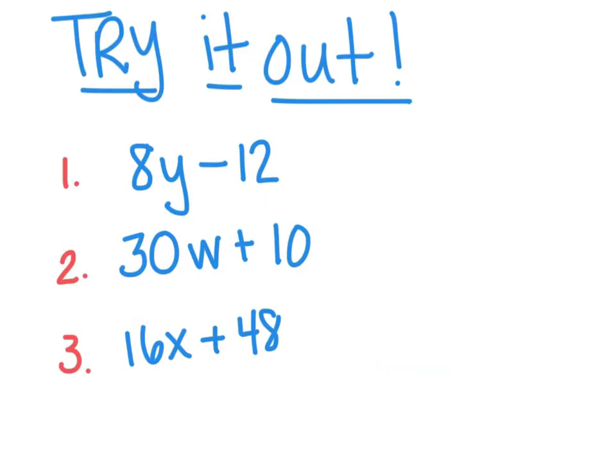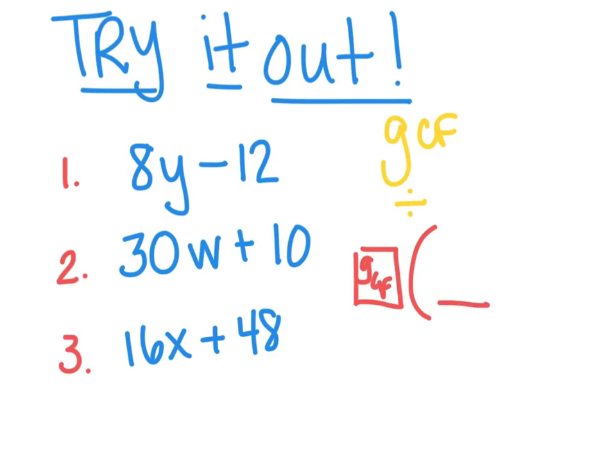So if you need to, go ahead and re-watch different parts of this video, but then I'd like for you to try out these 3 that are on the screen. Number 1 is 8y subtract 12. Number 2 is 30w plus 10. And number 3 is 16x plus 48. So remember, you want to think about finding the GCF, and then you are going to do a division to find your other factors. So that format becomes, on the outside, the GCF, and then on the inside, the factors of the numbers that are left.